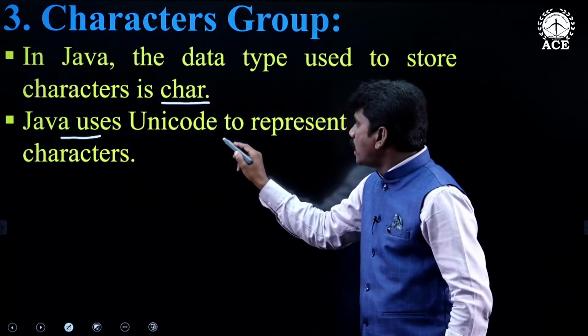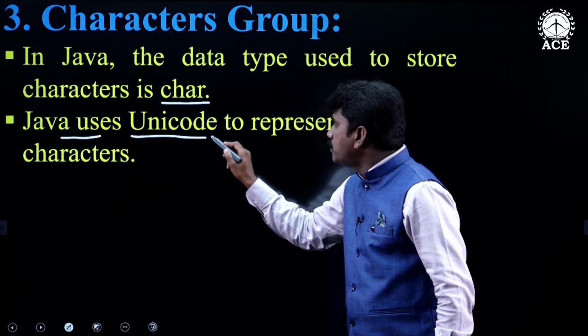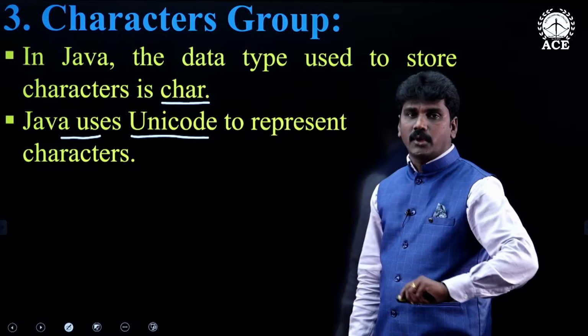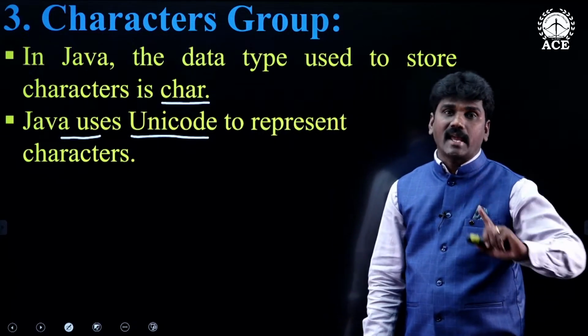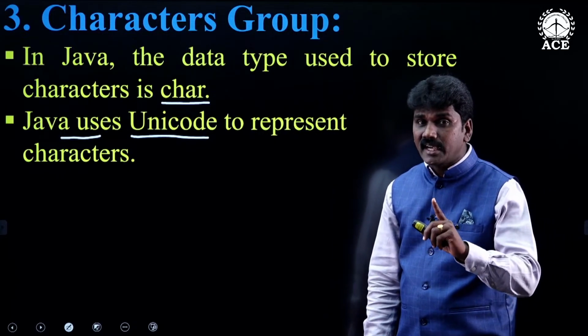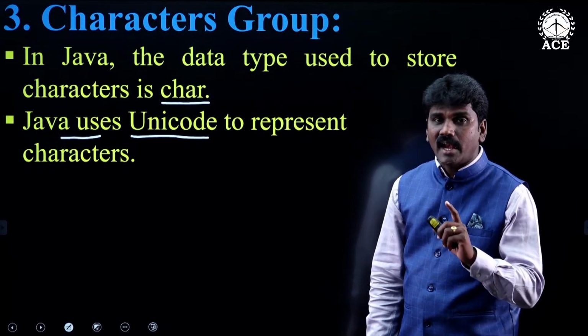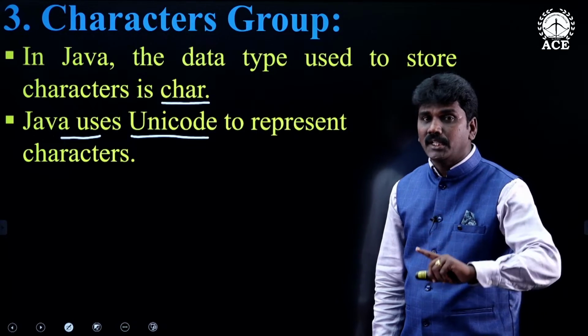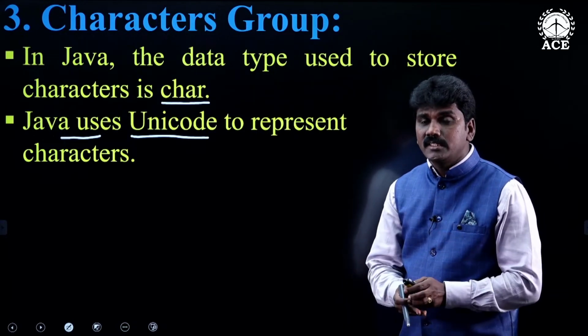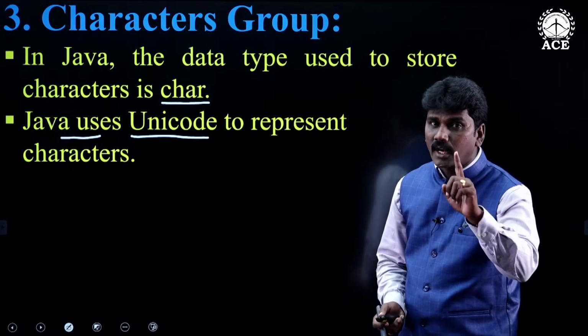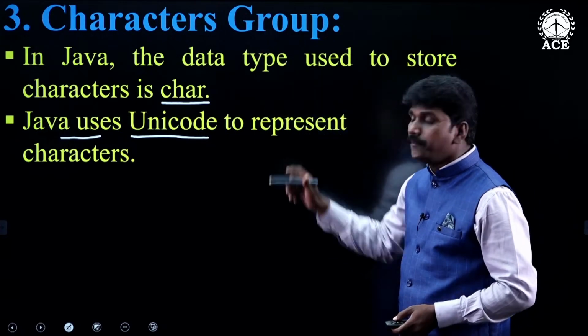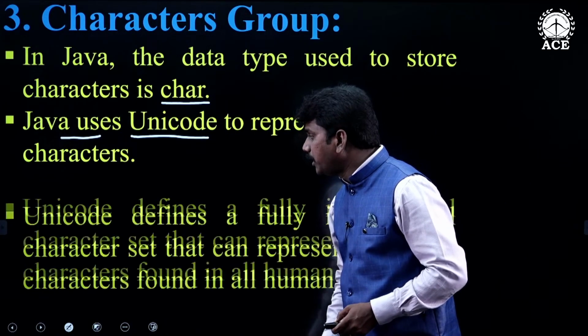Java uses Unicode to represent characters. In C language, the standard is ASCII. What is ASCII? American Standard Code for Information Interchange. What is the size of a character in C language? 1 byte. Whereas in Java, the standard is Unicode.